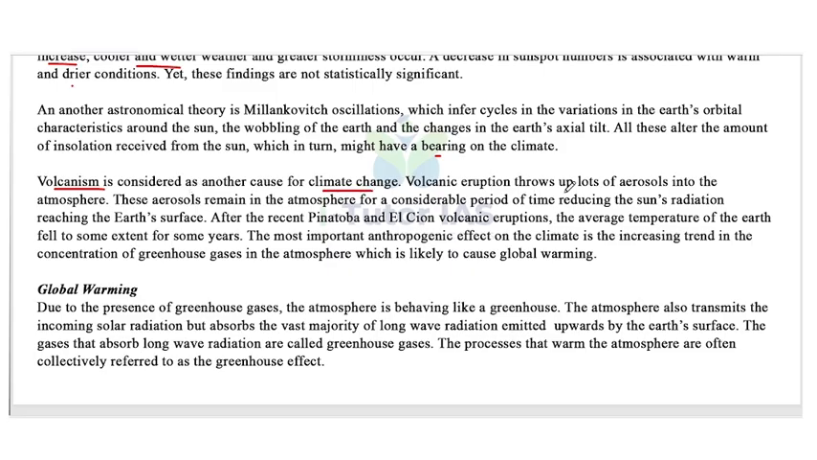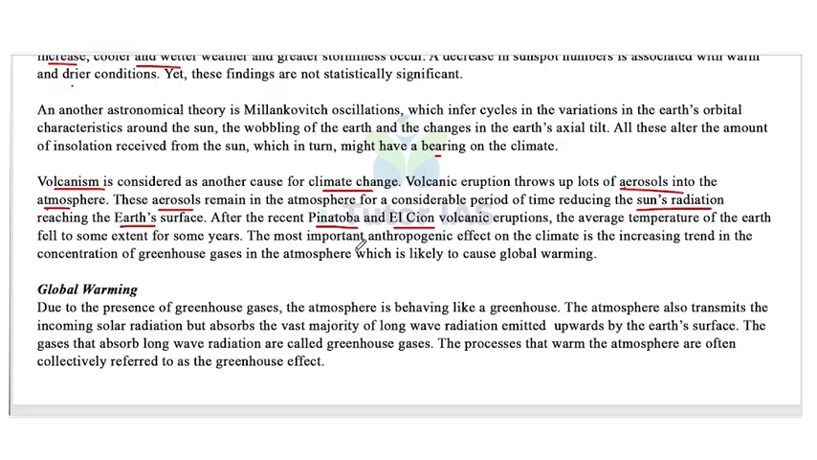Now, volcanism is considered as another cause for climate change. Volcanic eruptions throw up lots of aerosols into the atmosphere. So we know when volcanism happened, there are lots of aerosols. These aerosols remain in the atmosphere for a considerable period of time, reducing the sun's radiation reaching the Earth's surface.